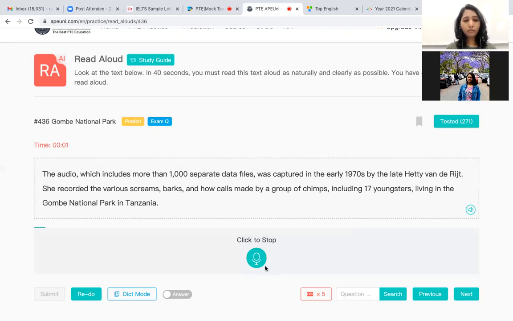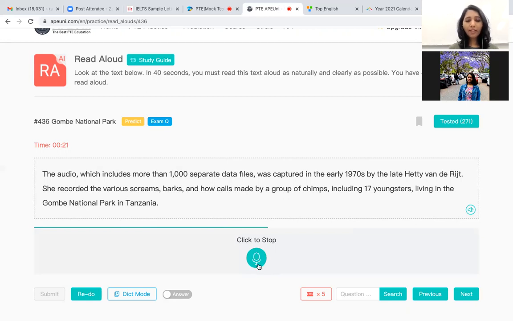The audio, which includes more than 1,000 separate data files, was captured in the early 1970s by the late Hetty Van something. She recorded the various screams, barks, and howl calls made by a group of chimps, including 17 youngsters living in Gombe National Park in Tanzania.